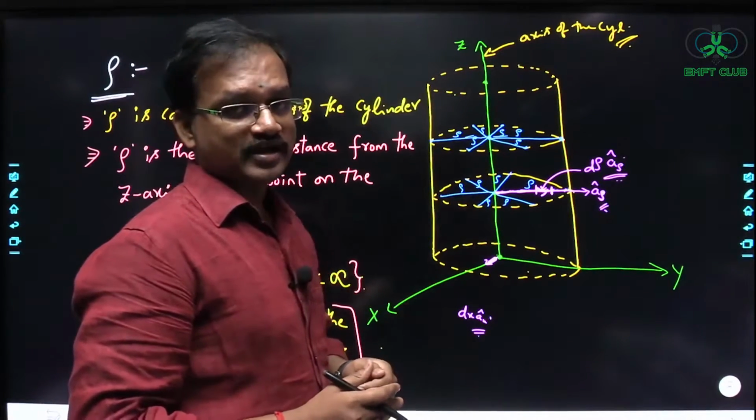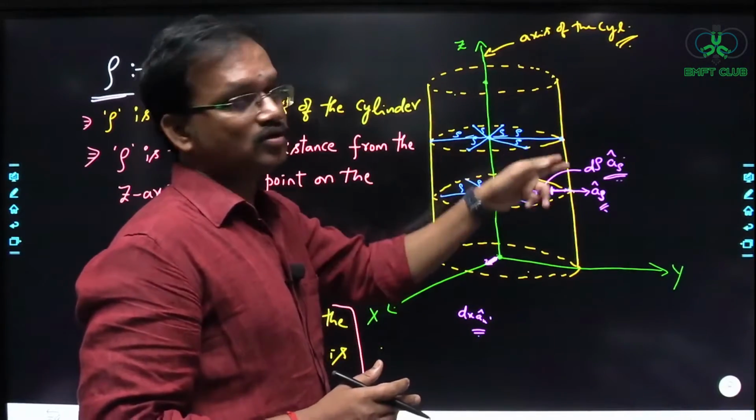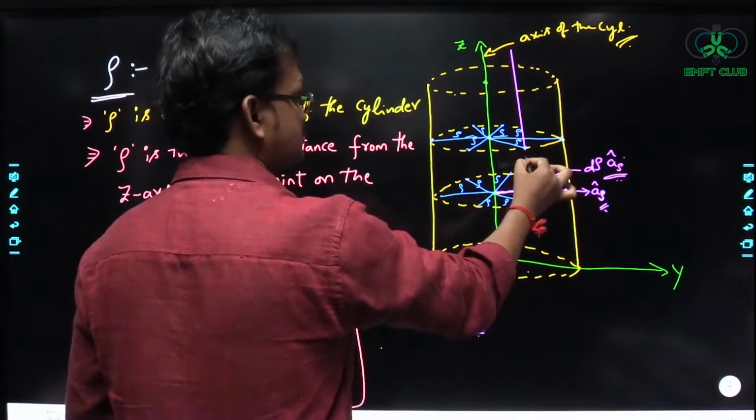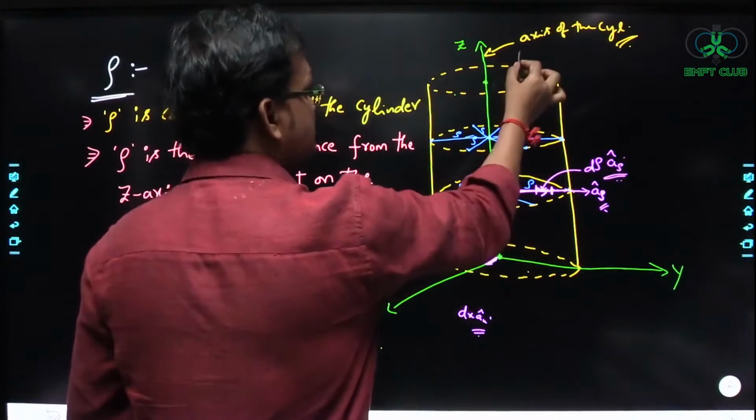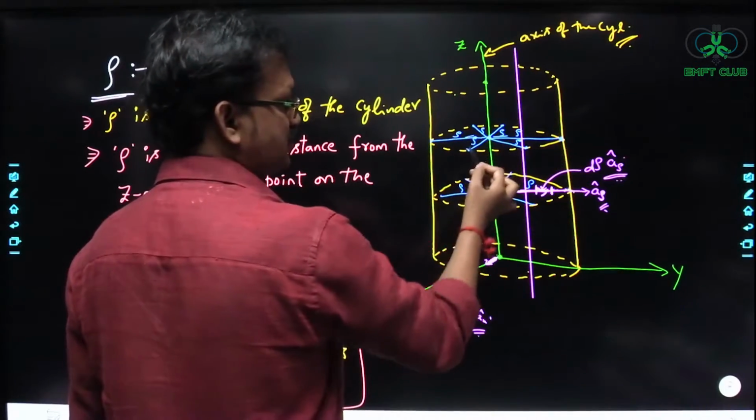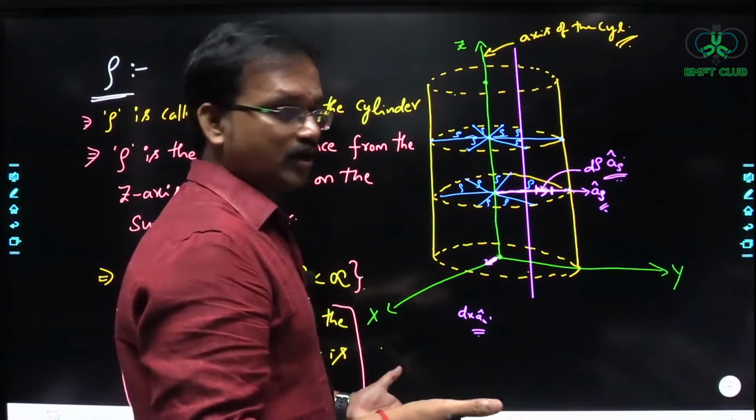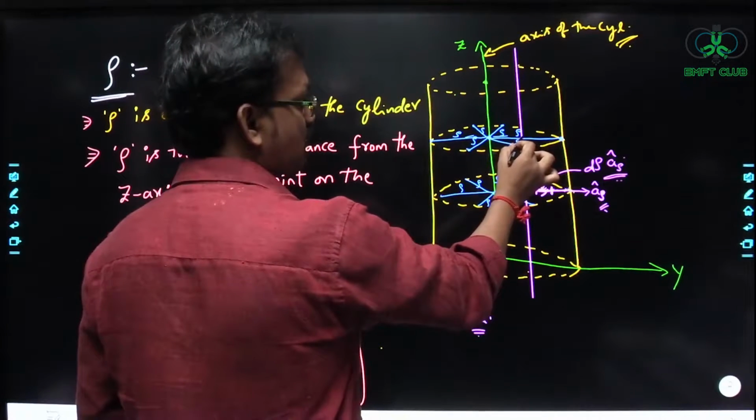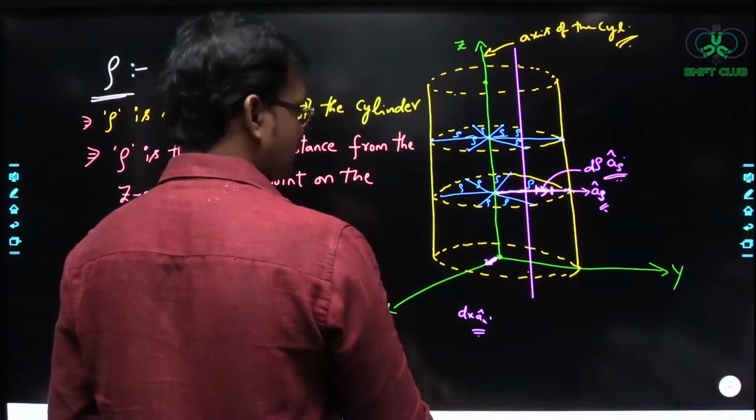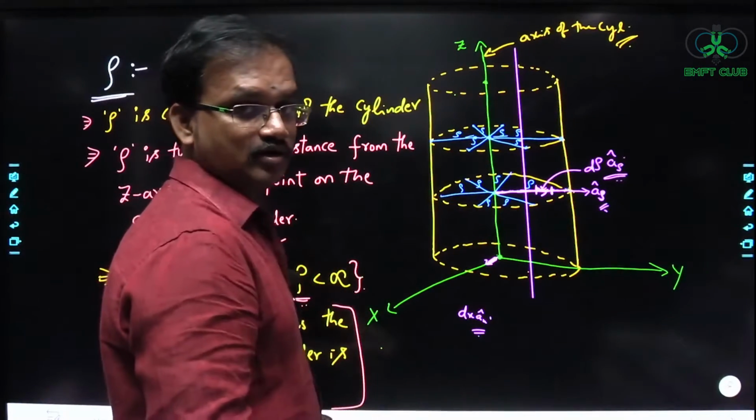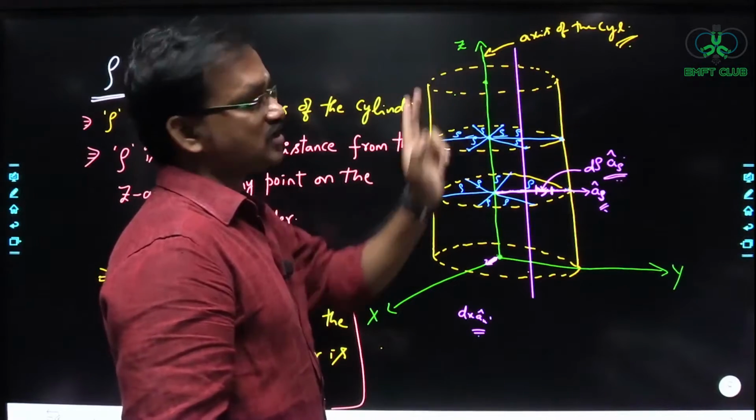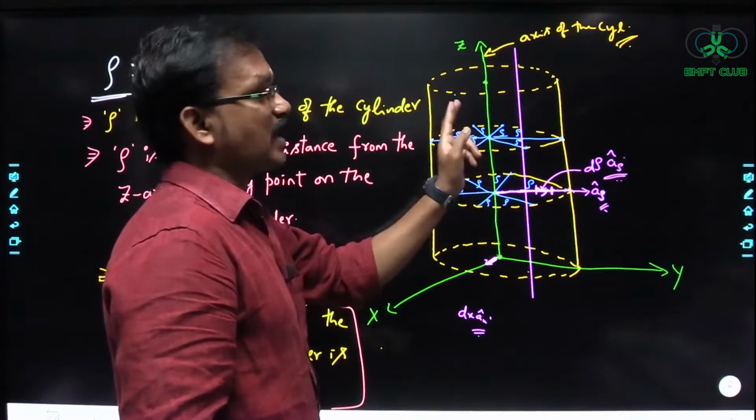See, this condition is not satisfied if I consider any other line that is parallel to the z-axis. If I consider some other line like this, the normal distance from this line to any point on the surface of the cylinder is not constant, isn't it? The distance from here to this point is different, and the normal distance from this point to here is different. So that's why we cannot call it the axis of the cylinder. What do we mean by axis of the cylinder? The normal distance from this axis to any point on the surface of the cylinder is constant. So that's why we call it the axis of the cylinder.